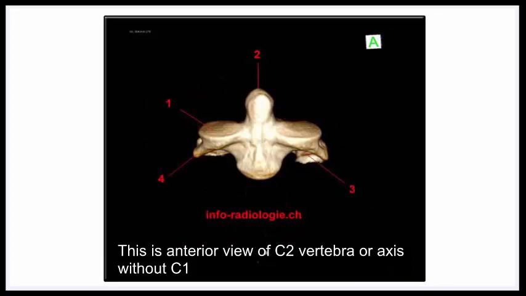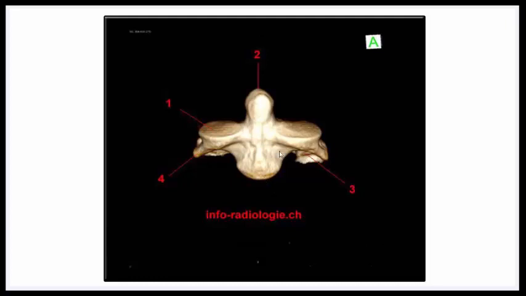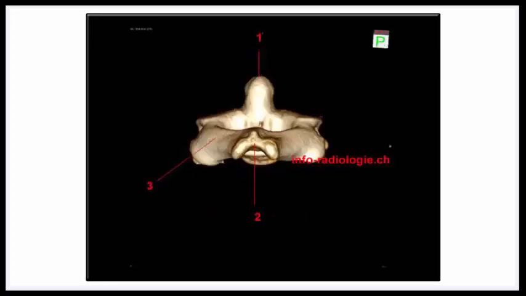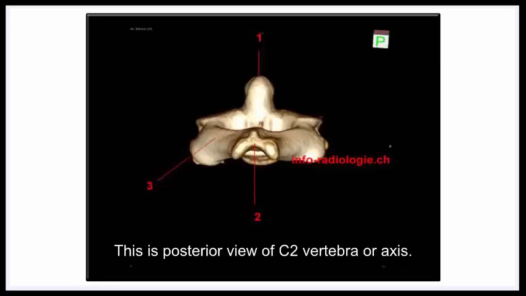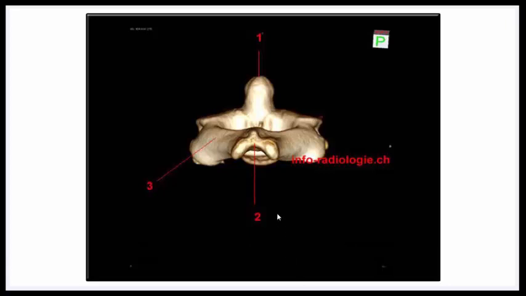This is anterior view of C2 vertebra or axis without C1. Superior articular facet, odontoid process, inferior articular process, transverse process, vertebral body. This is posterior view of C2 vertebra or axis. Apex of odontoid process, bifid spinous process, lamina.